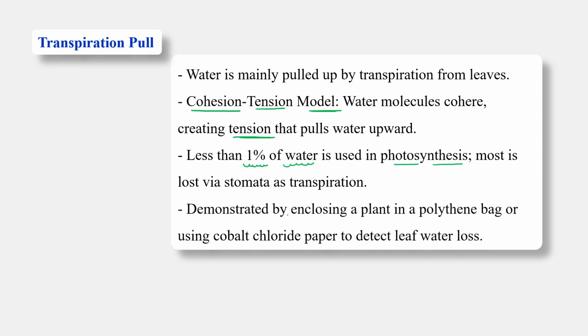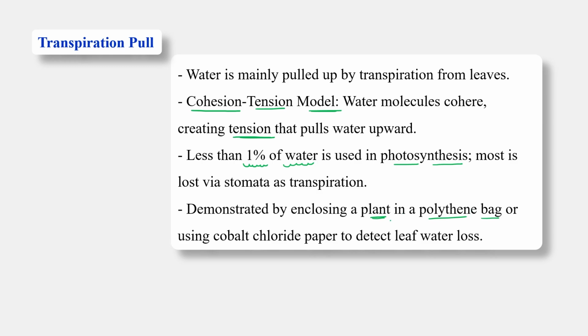We can demonstrate it by experiments discussed in the 11th, 12th or even 9th, 10th class biology books: if we enclose a plant leaf with a polythene bag and put that plant in the sunlight, after some time you can observe certain water droplets in the bag. This is because water just evaporates through transpiration.